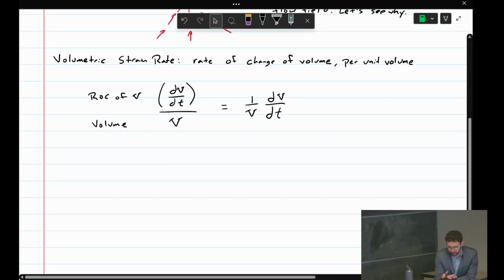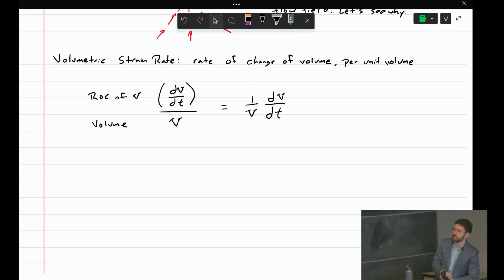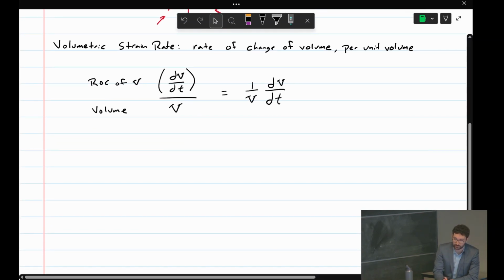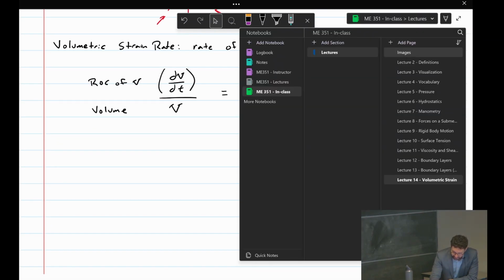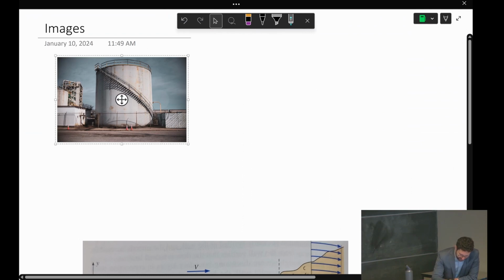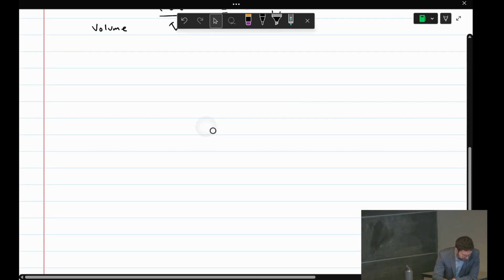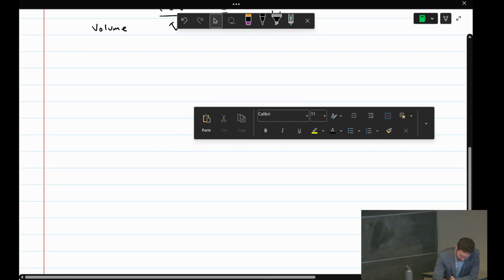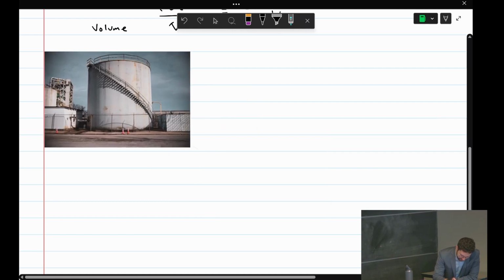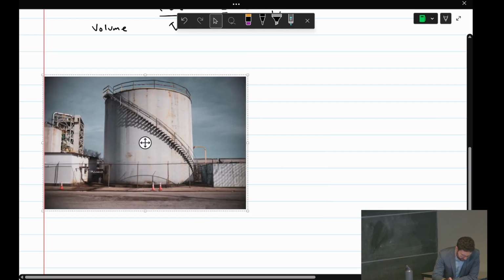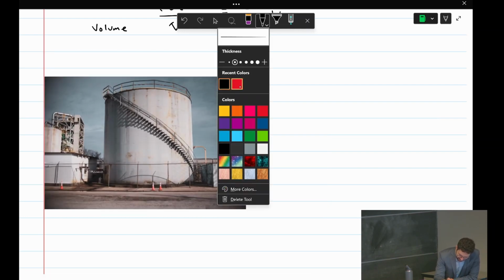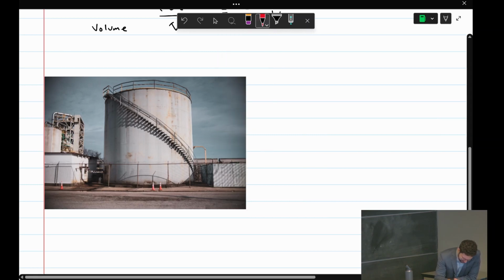Over the course of this lecture, we're going to build up some intuition for what this is and what it looks like for a fluid parcel. So don't worry too much right now if this is a little bit confusing. Let's start by considering some fluid in a tank. Say we have this tank here.